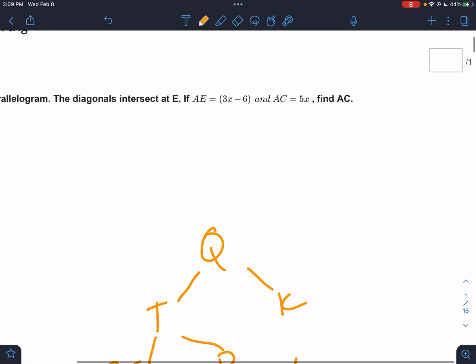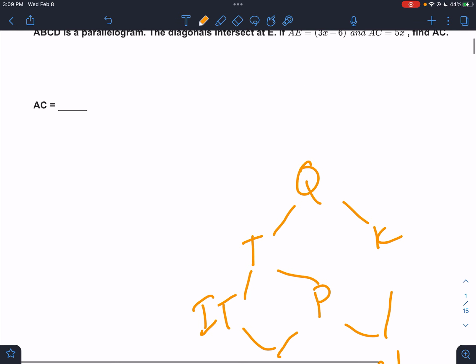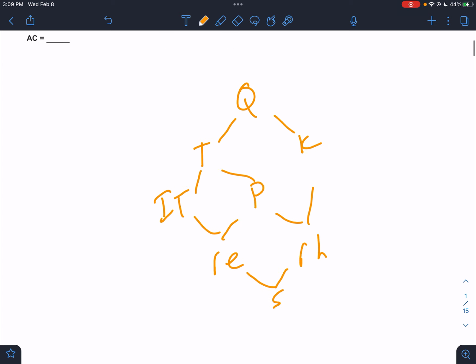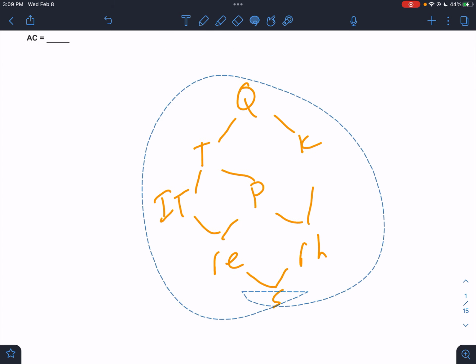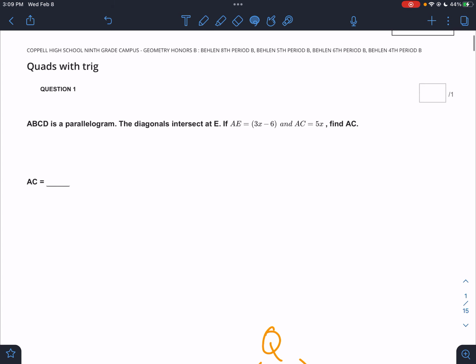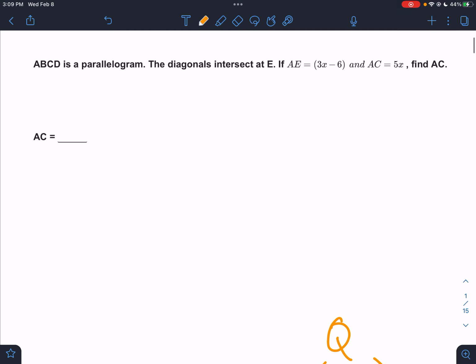Okay, so I'm going to work through these. I'm going to go quickly. You can, of course, pause, rewind, fast forward, and watch what you need to watch. The first question says that we have a parallelogram. It's called ABCD. So I'm going to draw a parallelogram called ABCD.